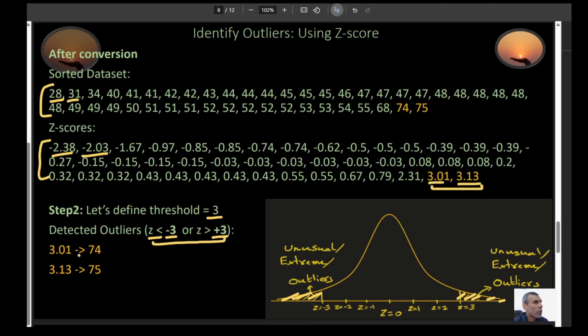In this case, your 3.01 corresponds to this 74. And likewise, 3.13 corresponds to 75 right here. So these are my outliers, 74 and 75. These are my two outliers.